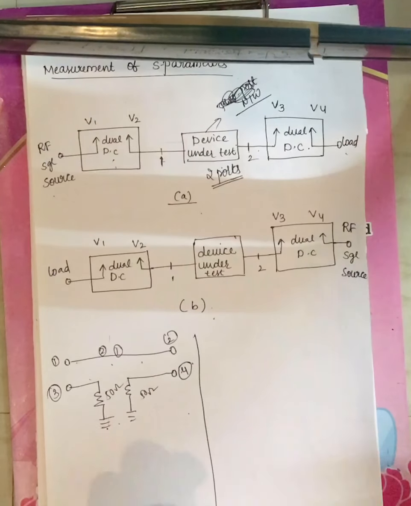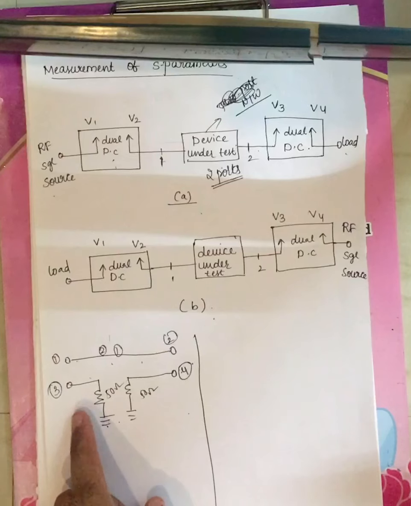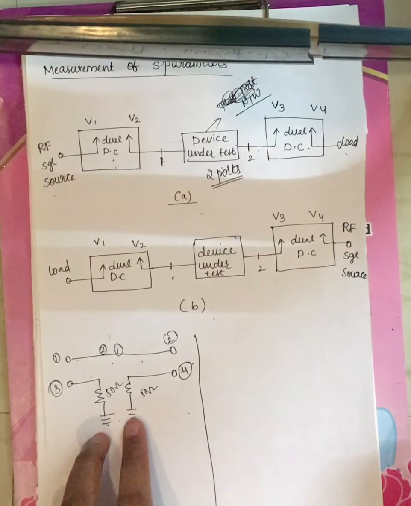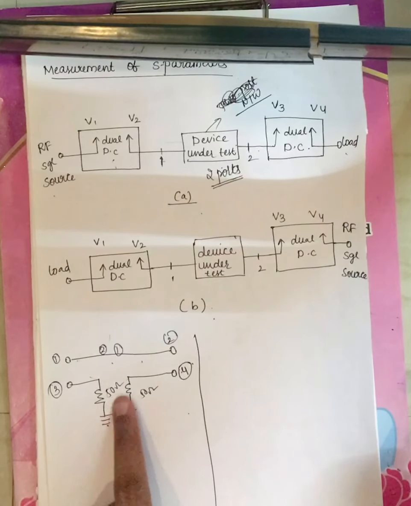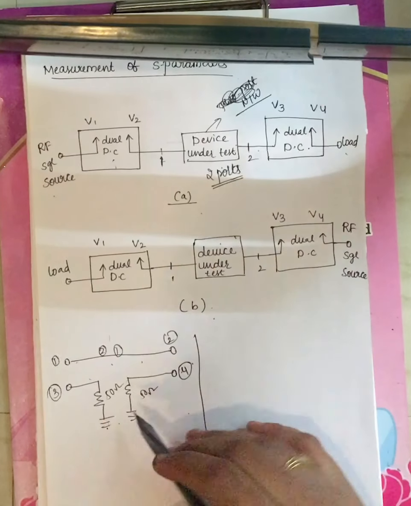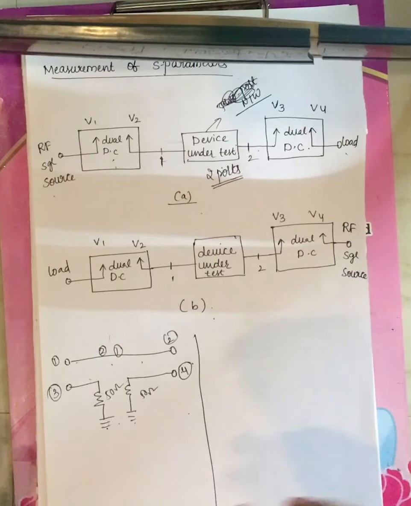And the isolated ports, port 3 is also isolated, and here port 4. The isolated ports are terminated with 50 ohms. This is the structure of the dual DC, two directional couplers connected back to back.